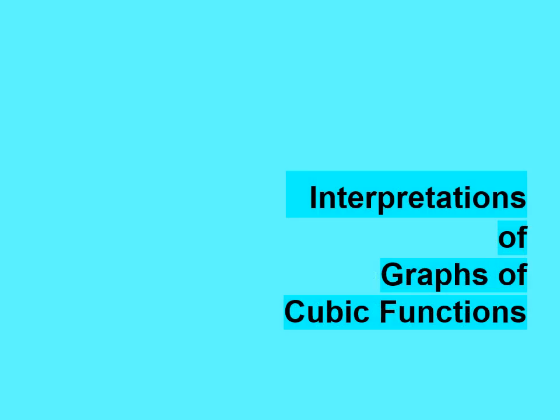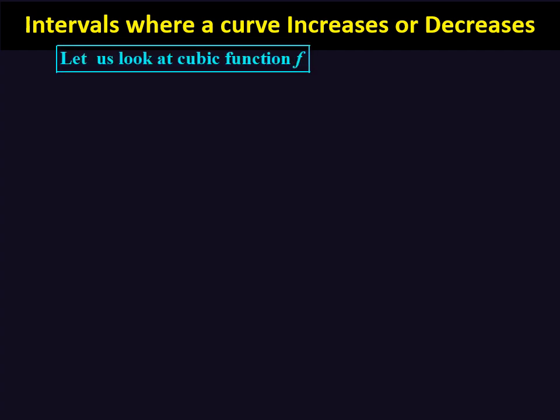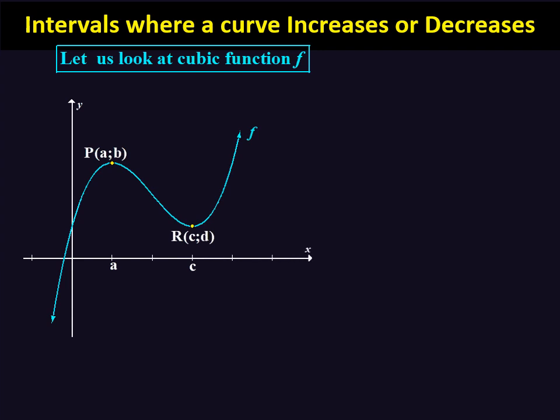Now next we're going to look at interpretation of graphs of cubic functions, and specifically some inequality relationships we're going to look at. Okay, let's look at where a curve increases or decreases. Let's look at a cubic function. There we've got a cubic function, and what does this point represent here? That's right, the local maximum, and this one local minimum.